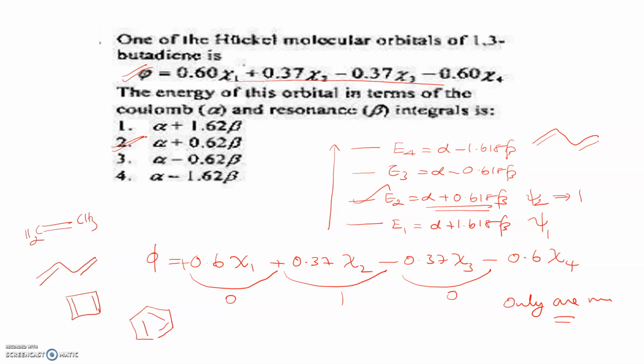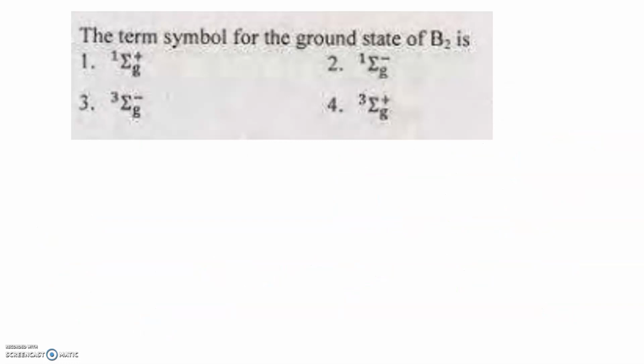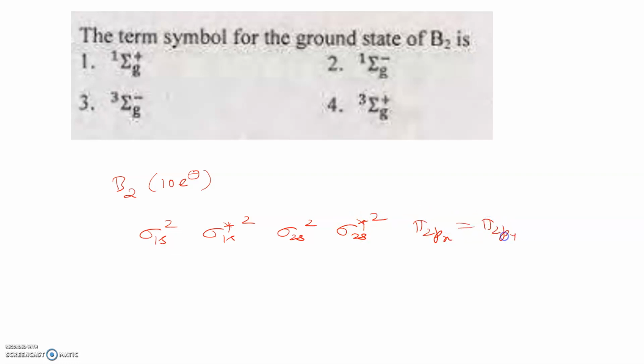Now let me go to the next question. The term symbol for the ground state of B2, the boron molecule. The boron molecule has 10 electrons. What is the electronic configuration? Sigma 1s2, sigma star 1s2, then sigma 2s2, sigma star 2s2, then pi 2px, pi 2py, they have the same energy. So we have already filled 8 electrons, and the remaining are 2.